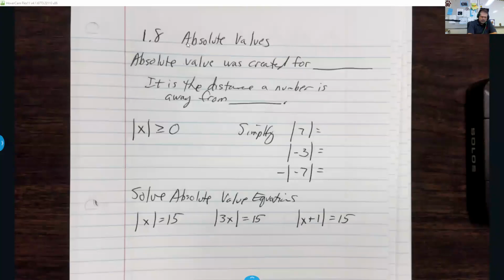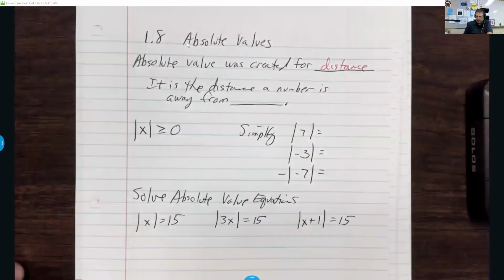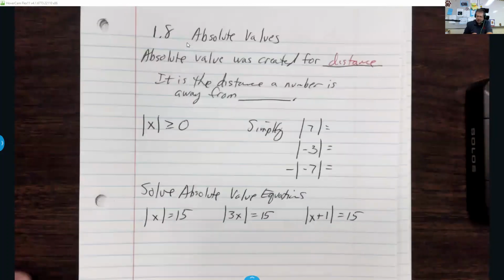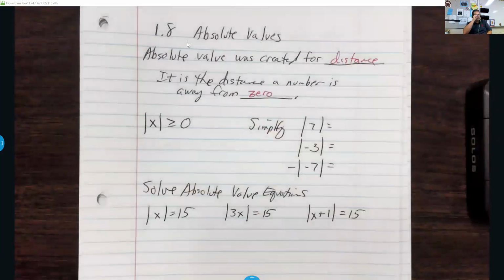All right, so 1.8 is about absolute values, both equations and inequalities. So we're going to go through a few of these. Absolute value was created for the idea of distance. It is the distance a number is away from 0. That's our main thing with that.